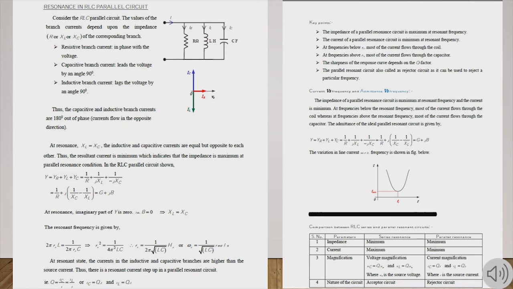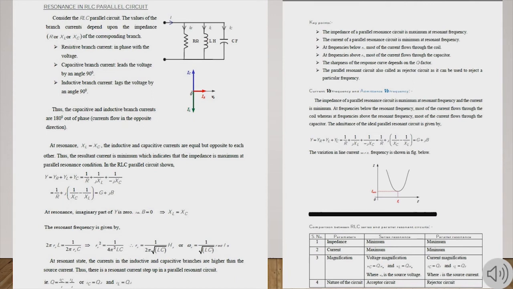Thus, there is a resonant current step up in a parallel resonance circuit, that is Q = IC/I = IL/I, or IC = Q × I, IL = Q × I.